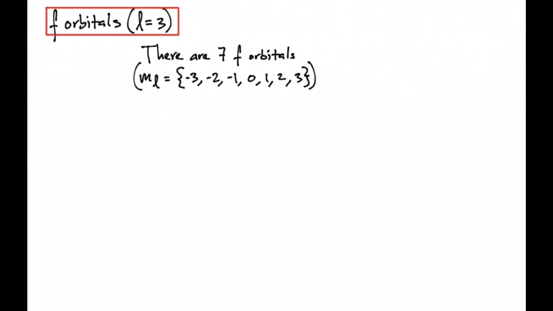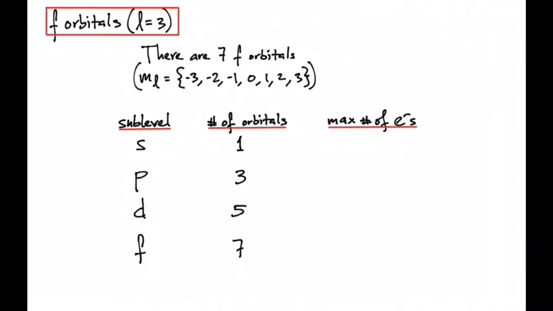So we have 7 f orbitals in the f sublevel, and each orbital in the f sublevel can contain a maximum of 2 electrons. So that's why an f sublevel can hold a maximum of 14 electrons. That's all you need to remember regarding the f orbitals.